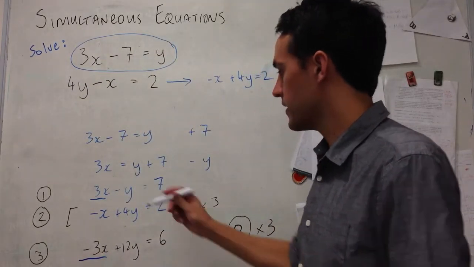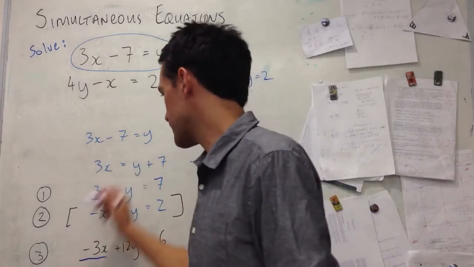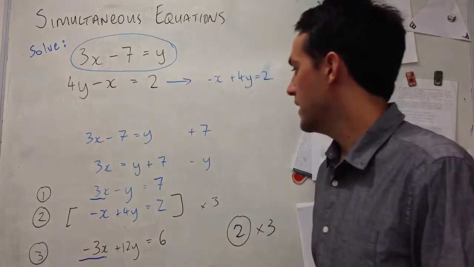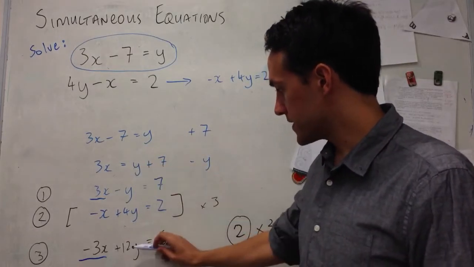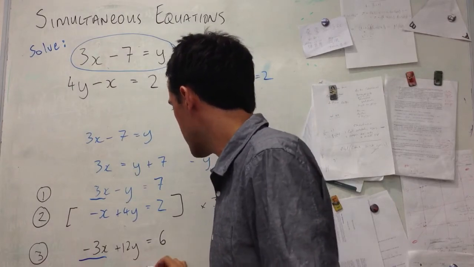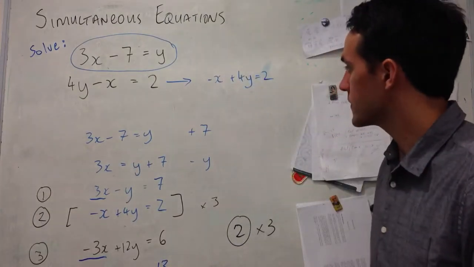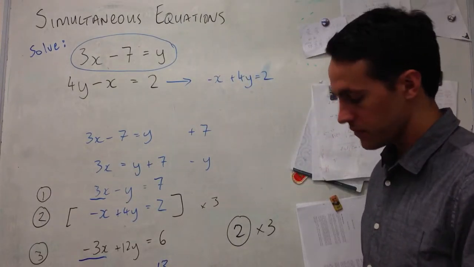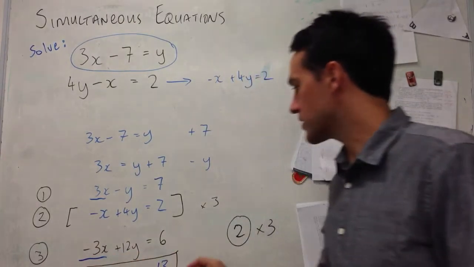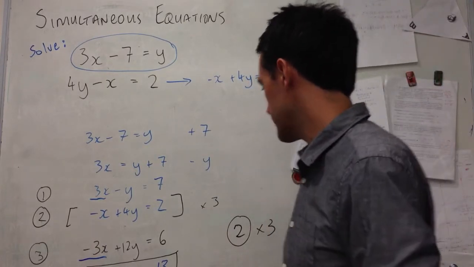And so what I get here then becomes 3x plus negative 3x gives me 0, so the x is cancelled. Put the 0 in there. And then I've got negative y plus 12y, so that gives me 11y equals 7 plus 6 gives me 13. And now I can solve this equation because I've got a single variable, and I can solve that by dividing through by 11.